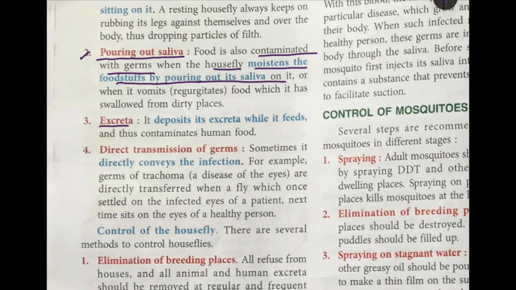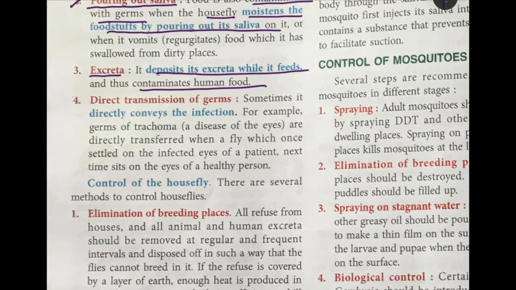Next is excreta. It deposits its excreta while it feeds. So when it is eating, it will also excrete, and then it contaminates human food. So just see, children, you must remain away from flies. You must not allow flies to sit on the food.